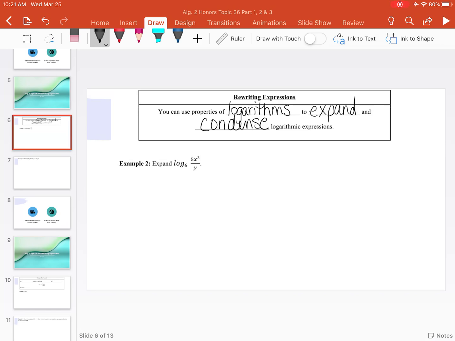cubed divided by y. Right off the bat, we see that we're dealing with division, so we're going to use the quotient property first. And we can rewrite this as log base 6 of 5x cubed minus log base 6 of y. Again, we're subtracting our denominator from our numerator.